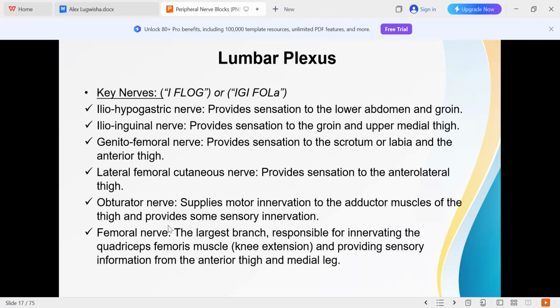The ilioinguinal provides sensation to the groin and upper medial thigh. The genitofemoral nerve provides sensation to the scrotum or labia in women and the anterior thigh. The lateral femoral cutaneous nerve provides sensation to the anterolateral thigh. The obturator nerve supplies motor innervation to the adductor muscles of the thigh and provides some sensory innervation. The femoral nerve, which is the largest branch, is responsible for innervating the quadriceps femoris muscle, while providing sensory innervation for the anterior thigh and the medial leg.